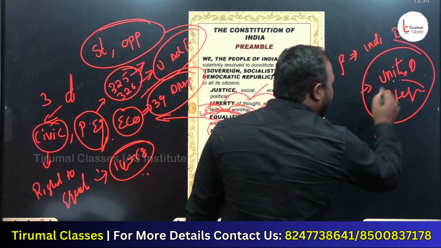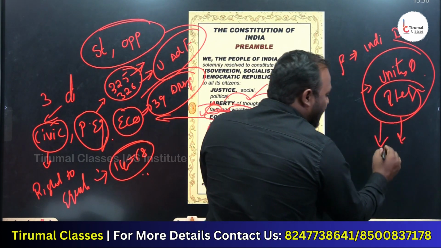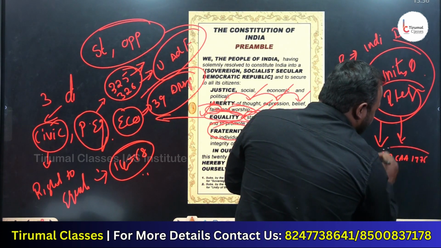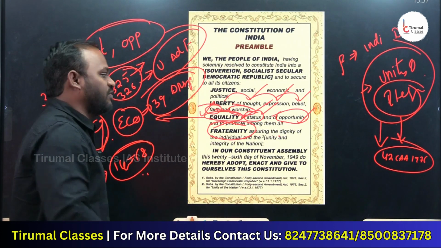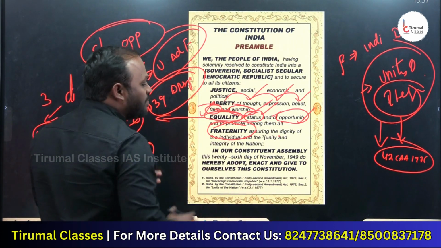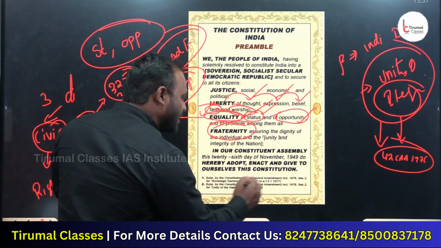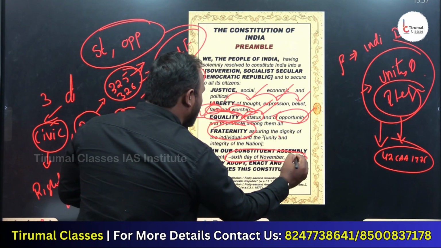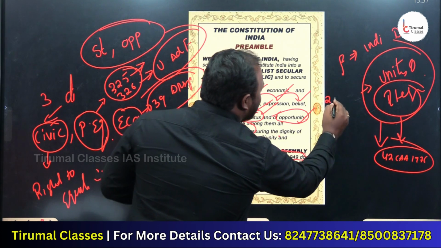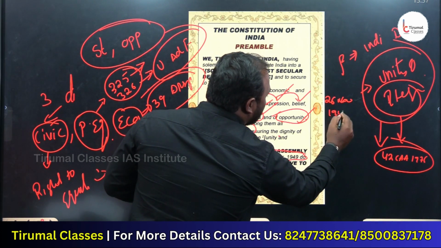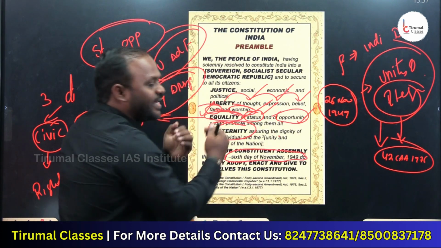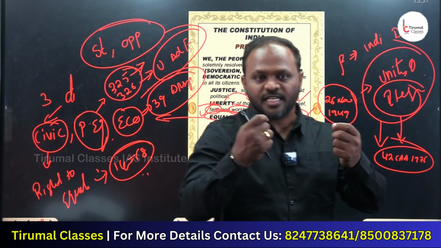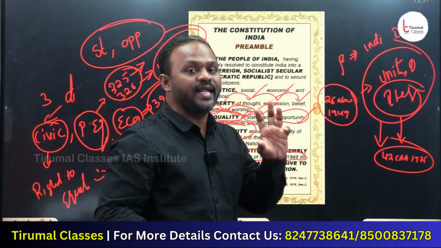But you know, the word integrity was added to the preamble by the 42nd Constitutional Amendment Act 1976, which is very, very important. But my point: in the preamble, which date have they mentioned? They mentioned the 26th day of November 1949. What do you mean by 26th November 1949? This is the date of adopting the Indian Constitution. So the preamble has the date of adopting the Indian Constitution, but not the date of implementation.